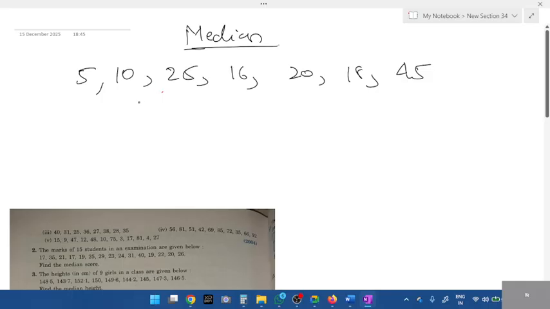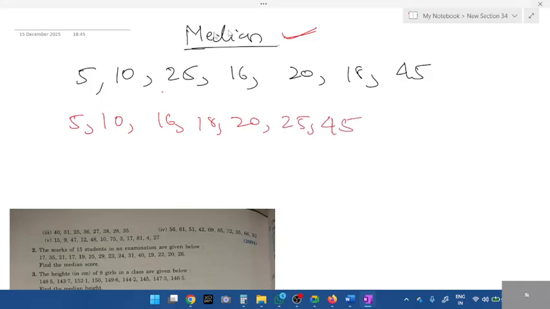Randomly written, right? First point, whenever you find median, students, remember, mean we don't arrange. Mean we never arrange in ascending order. Median we arrange in ascending order. First you have to arrange it in ascending order: 5, 10, next you have 16, 18, 20, 25, 45.